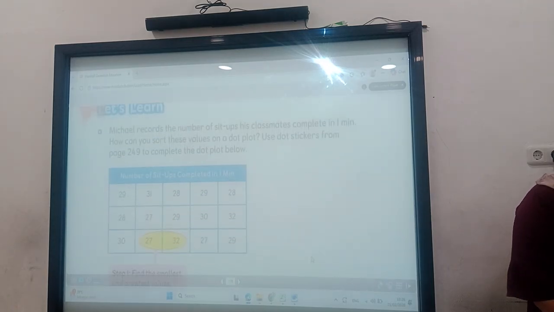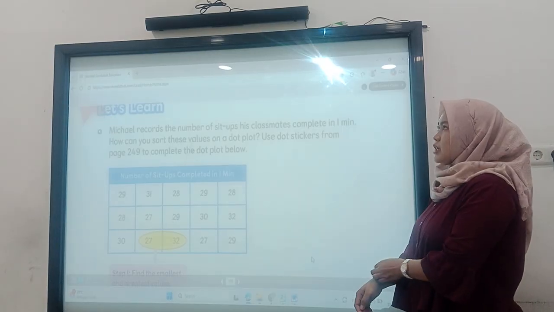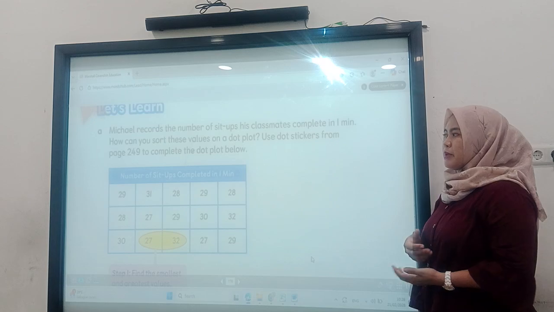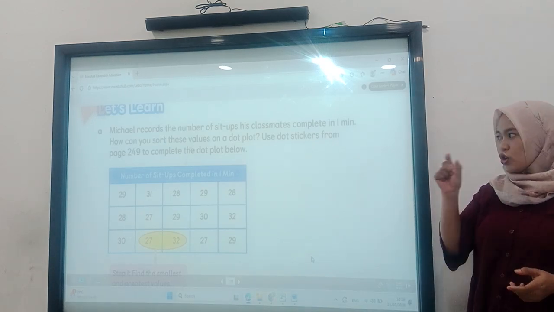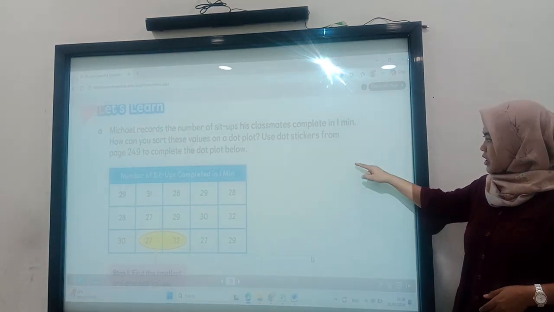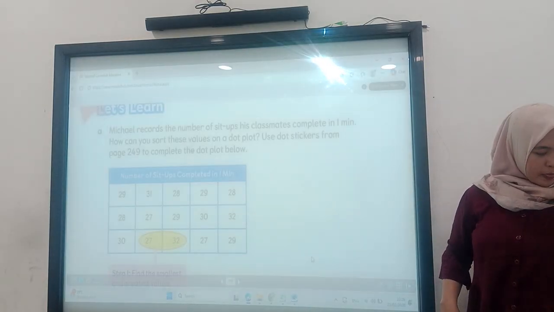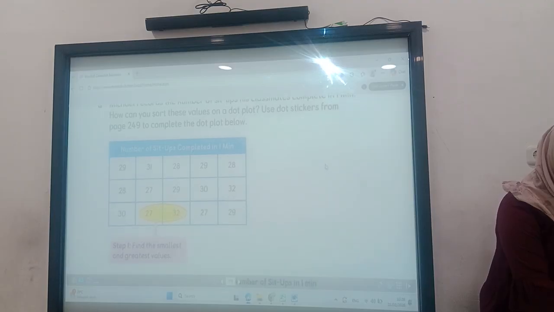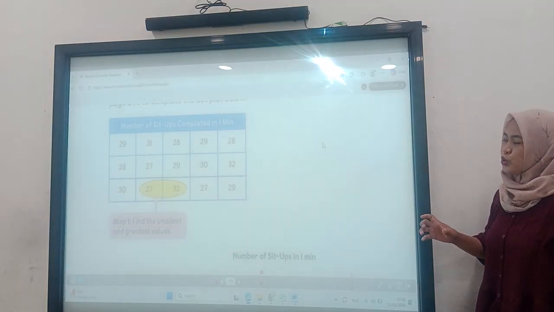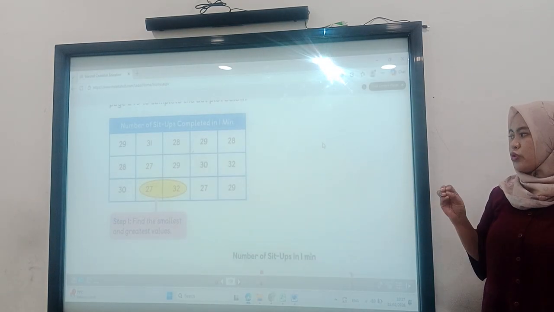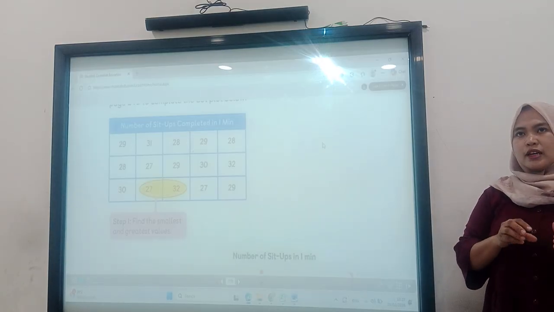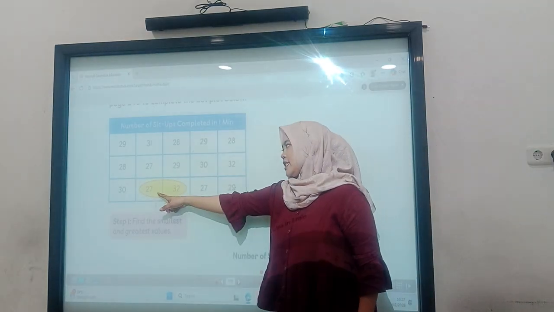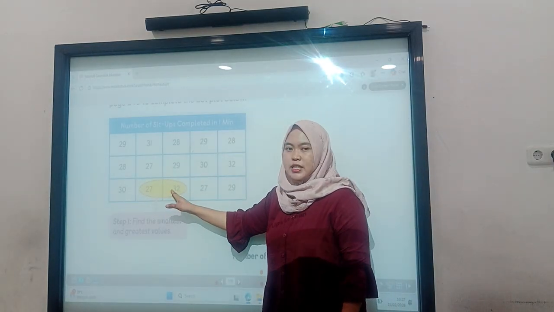Okay, so next week we will learn about dot plots, representing data by using dot plots. Dot plots here means showing data by using dots. After that, there is data on page 170. The first step when you want to make a dot plot is to find the smallest and the highest value first. Here, 27 is the smallest value and 32 is the highest value.